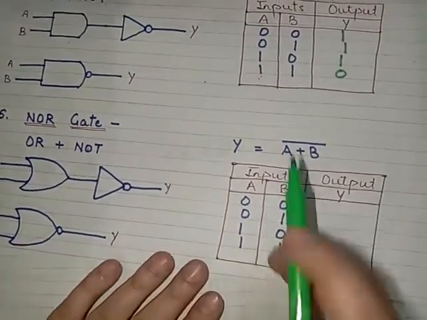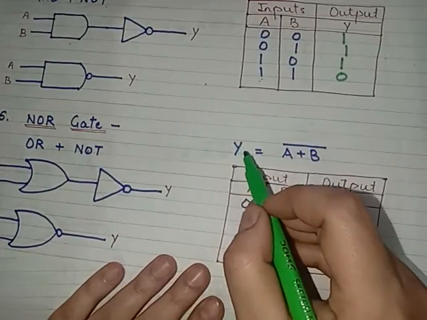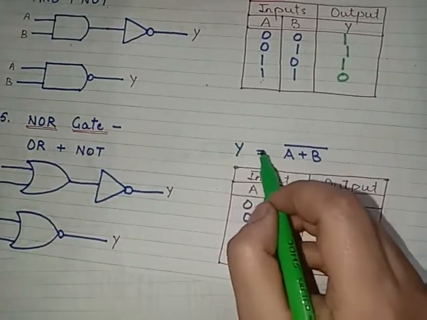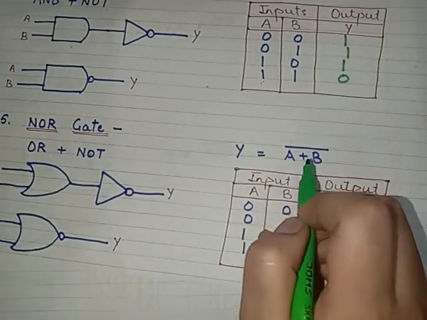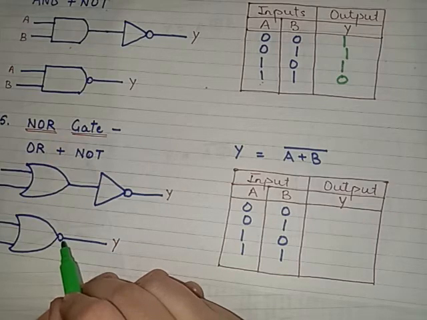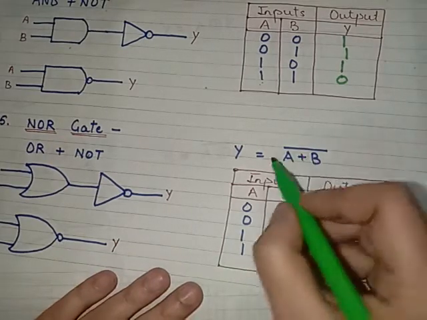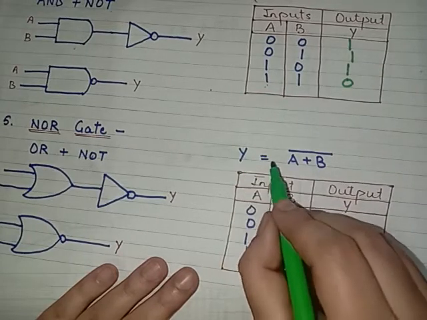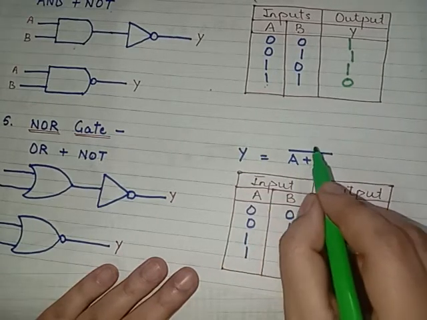Again, as we had a relation in the OR gate, y was equal to a OR b. But in this case, because there is a bubble, we will take the complement also. So for the NOR gate, the expression will be y is equal to (a or b) complement.